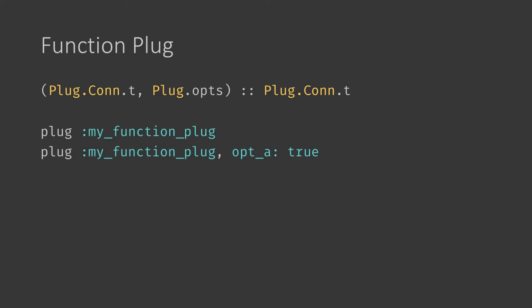So plugs can be of two forms. The basic form is a function plug. It really just needs to follow this convention of taking a connection and a set of options, and then it returns a new connection, right? So Plug itself has a builder, which we'll cover here in a little bit, that has a macro called plug, and accepts the plug itself and then a set of options. This option can be a string, a keyword list, a map, whatever you want to use, and that will eventually get passed into the plug, specifically the one that you're actually adding options to.